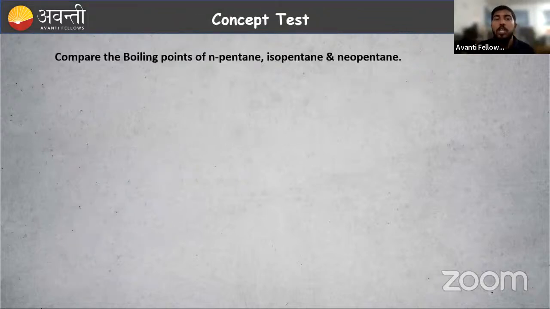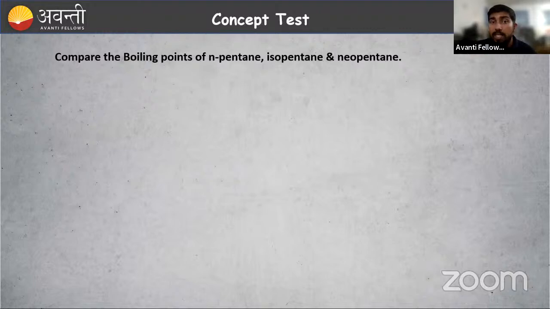Then some more examples. I'm giving a question for you: compare the boiling points of normal pentane, isopentane, and neopentane. First of all, if you have revised GOC and IUPAC nomenclature, only then can you write what isopentane, neopentane, and normal pentane are, right? So you have to compare the boiling points of these three.